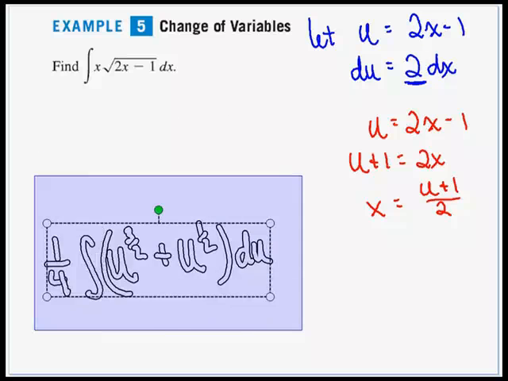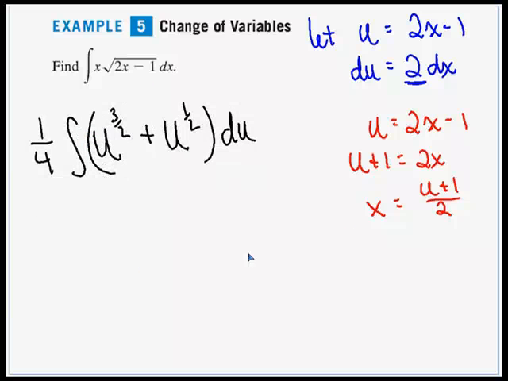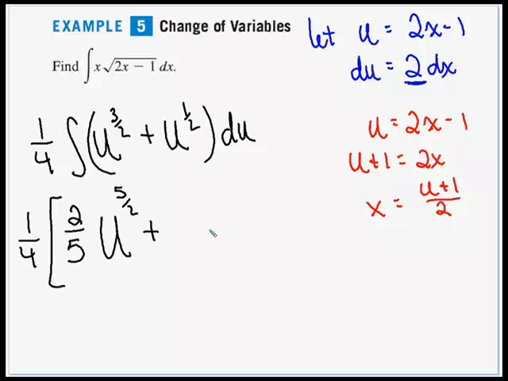So we're all set up to take our antiderivative. The 1/4 stays. And let's say we raise the power by 1. That's going to be u to the 5/2 divided by 5/2, or times 2/5, plus u to the 3/2 divided by 3/2, or multiplied by its reciprocal 2/3.